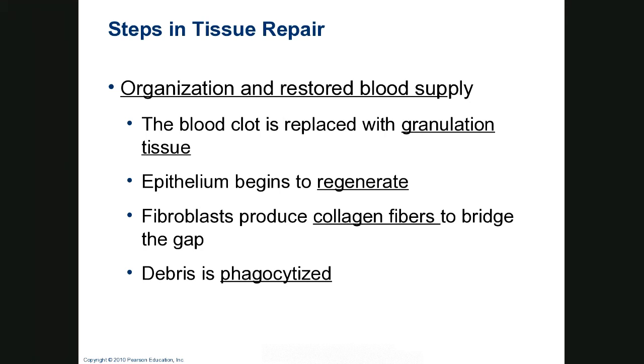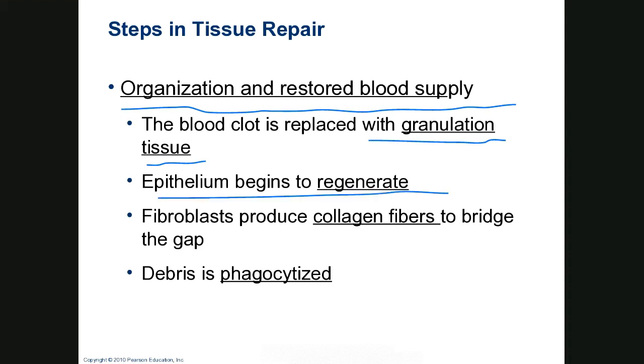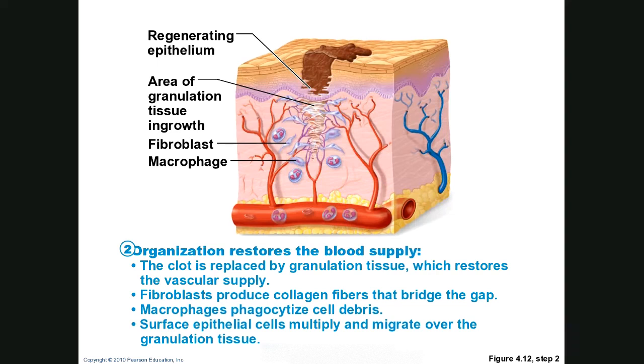Okay, steps to tissue repair, the next step: organization and restored blood supply. The blood clot is going to be replaced with granulation tissue. You may have had a scab knocked off and seen some nice red tissue under that. That is granulation tissue. The epithelium begins to degenerate across it, and fibroblasts produce collagen fibers that bridge the gap and start to pull the tissue together, and then debris is phagocytized. So here you have collagen fibers pulling tissue together. The epithelium is starting to regenerate from down here, but it will grow quickly, and once these collagen fibers bridge the gap, they're going to pull this tissue together rapidly, and the healing at this point is pretty quick.